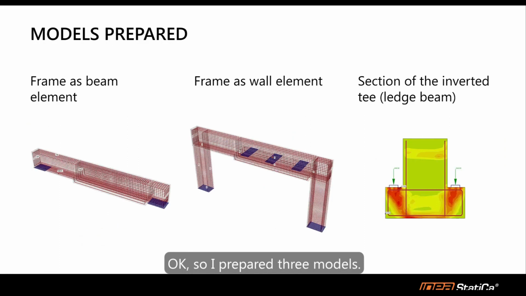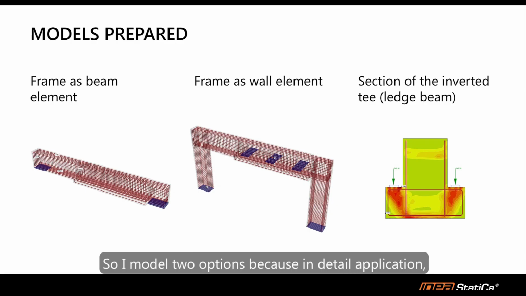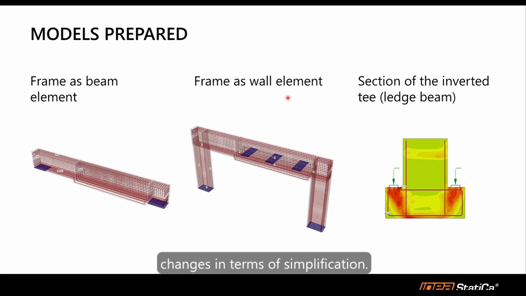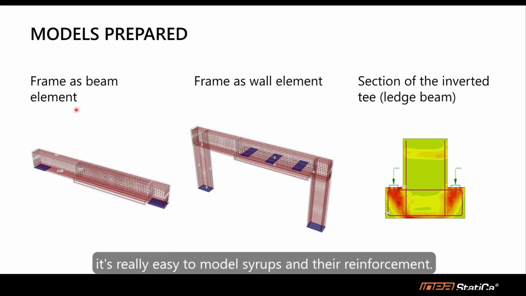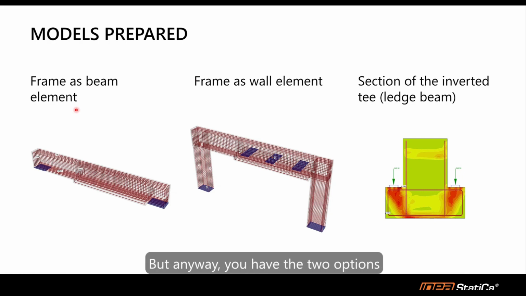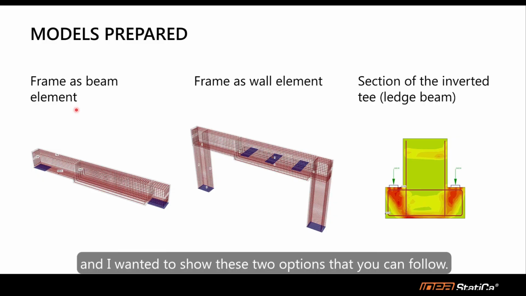So I prepared three models. The first two models that you see here are the global model of the beam. I model two options because in the detail application, you can model as a beam element, and you will see how I model that. And also you can use the wall element. It changes in terms of simplification, and there are also some options in the beam element that make it really easy to model stirrups and their reinforcement.